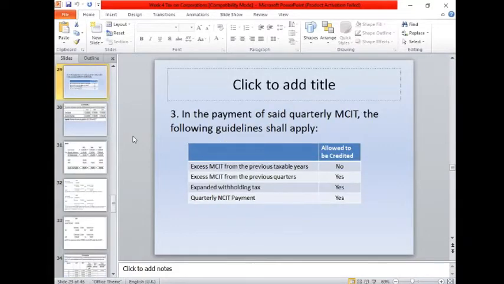Okay, so in the payment of the said quarterly minimum corporate income tax, the following guidelines shall apply. Please take note that the excess of the minimum corporate income tax from the previous taxable years is allowed to be credited, but also the excess of the minimum corporate income tax from the previous quarters, expanded withholding tax, and the quarterly normal corporate income tax payment. Those three are allowed to be credited. Okay?